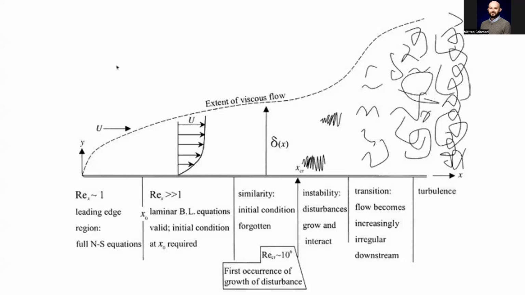Okay? And then finally, you keep getting Re even larger and larger, and the flow becomes increasingly irregular downstream. And this is where you start getting these weird kinks and these spirals and these eddies until you diverge into full-blown turbulence. Okay? Questions about this?